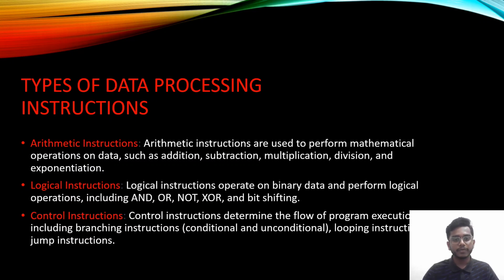So there are different types of data processing instructions. They are arithmetic instructions, logical instructions, and control instructions. Arithmetic instructions are used to perform mathematical operations on data such as addition, subtraction, multiplication, and division. Logical instructions are those instructions which operate on binary data, perform logical operations including AND, NOR, OR, and XOR gate, and bit shifting also. And coming to the control instructions, these are the instructions that determine the flow of execution, including branching instructions and looping instructions, and even jumping instructions also.